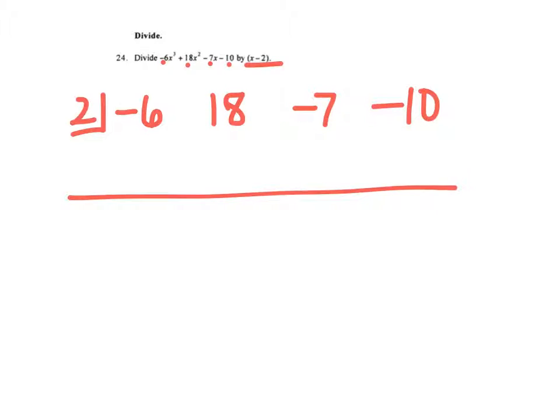And then we're going to put each of our coefficients out front. I have -6, 18, -7, and -10. I'm going to start by bringing down my -6, multiplying it by the number in the house, so times 2, and putting it here. So we have -12. We're going to add those two together, and when I add them, I get 6.